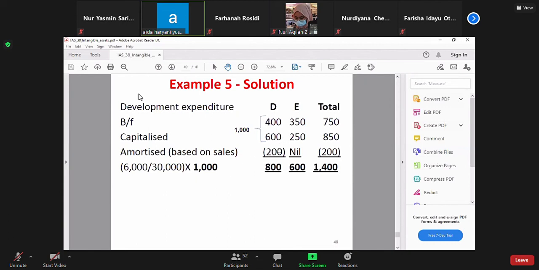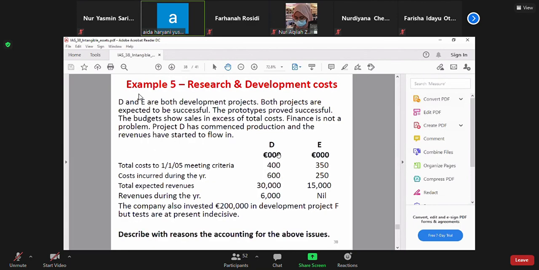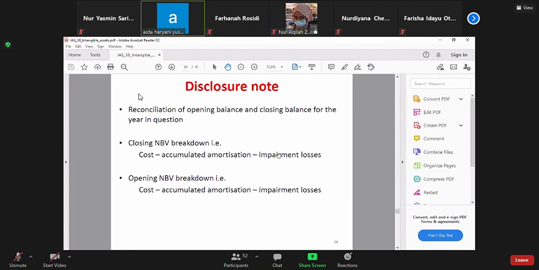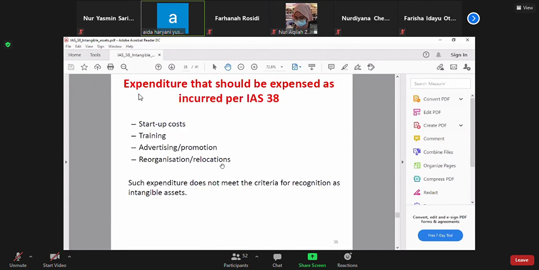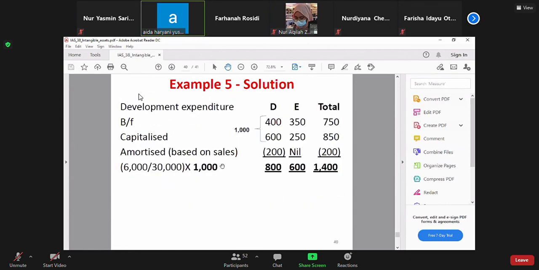So this is the amount of research and development cost in intangible assets. Amortization ni akan write off dalam income statement. So inilah disclosure. Dia pun ada net book value. Okay. So this, Madam, is opening book value, ini closing book value.